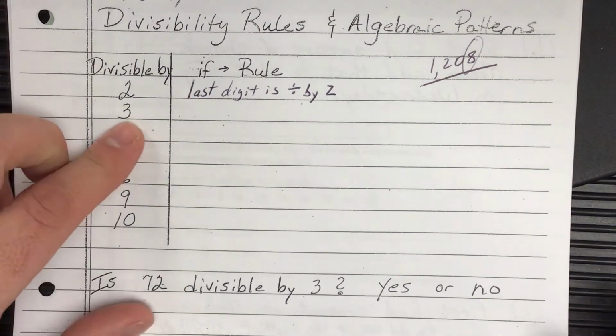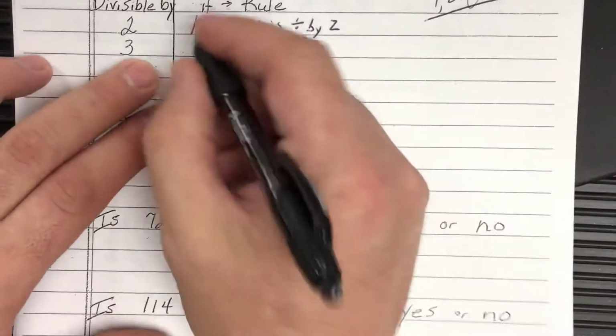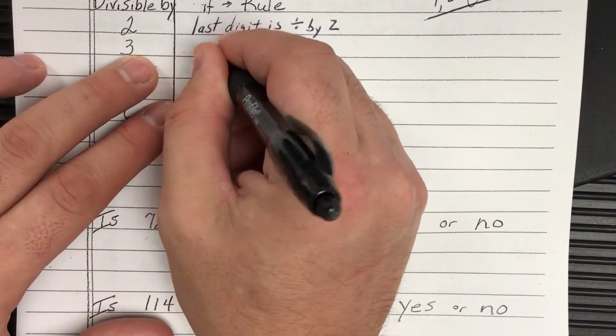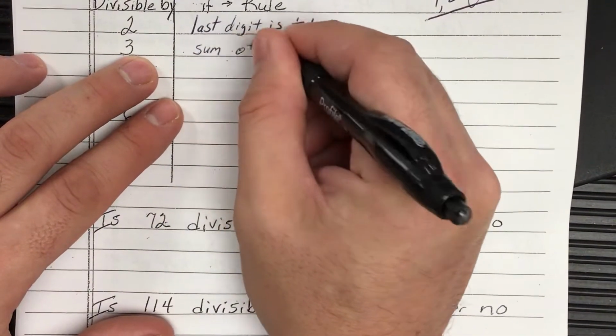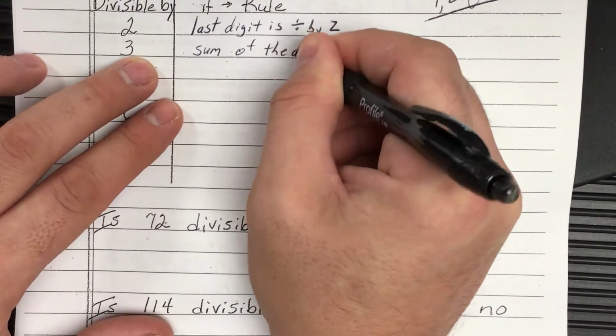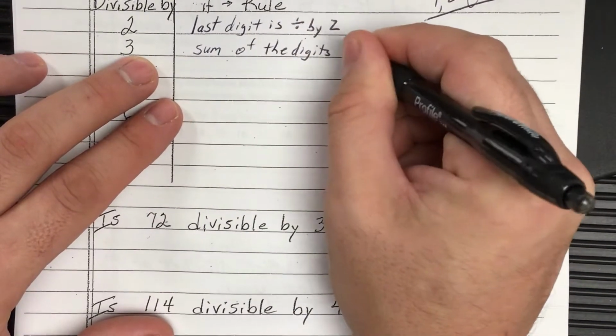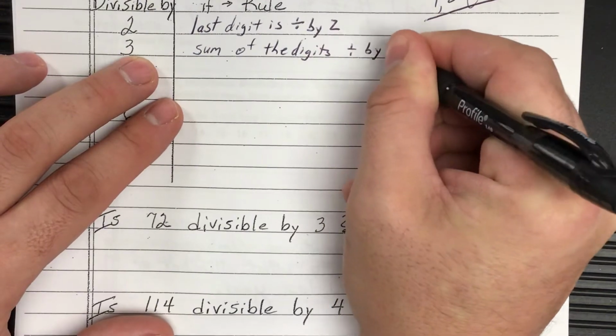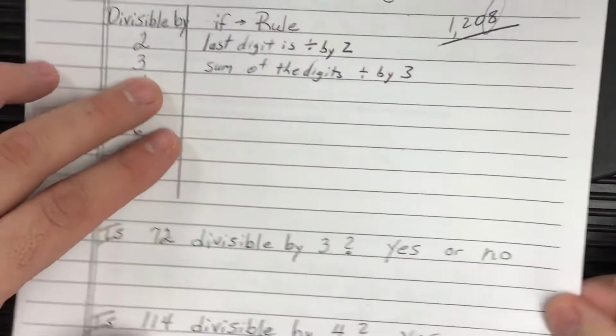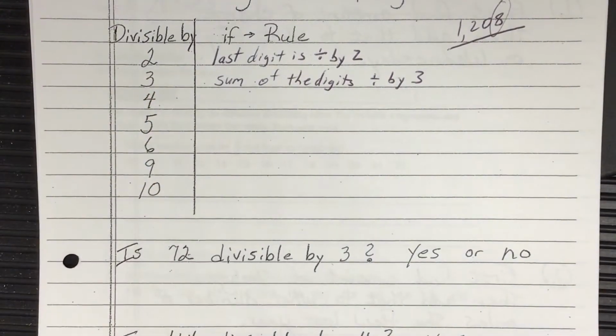All right, the rule for 3. I think I'll just tell you this one. The sum of the digits is divisible by 3. Again, shouting out random numbers is making no sense at this point.